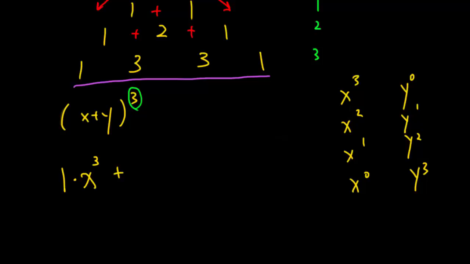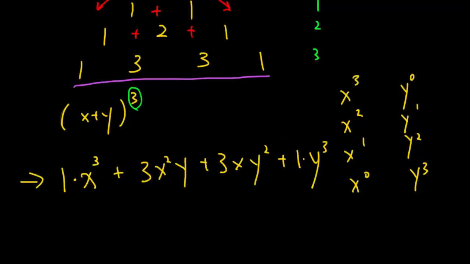So let's continue. So x to the power of 3 times 1, and then plus 3 times x to the power of 2 times y, plus 3x times y squared, and then plus 1 times y cubed. Okay, so this is my answer. You see how easy it is? So again, these are the coefficients.